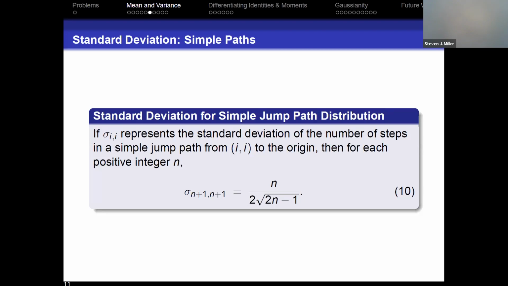So the mean is growing like n halves, and the standard deviation is growing like square root of n over 2 root 2. That means the standard deviation is much smaller than the mean. And so it's going to look like most of the values will be somewhat close to the mean.